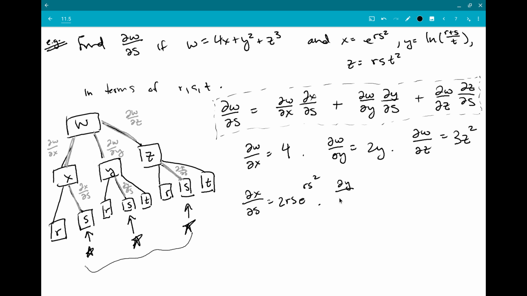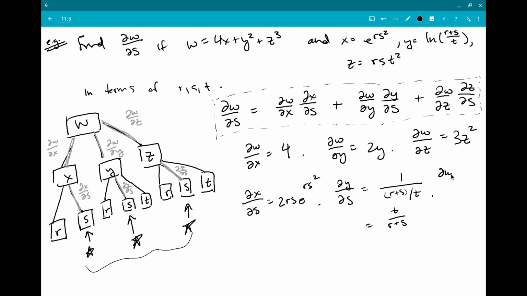And then dy/ds. See, I've got a natural log, so I know I'm going to want to put in the bottom whatever was inside the natural log. And then on top, I put the partial derivative of the argument to the natural log with respect to s, but that's just 1. So that's going to be t over r plus s when I simplify by just moving that t up top.